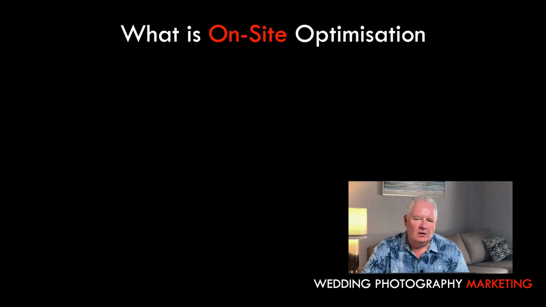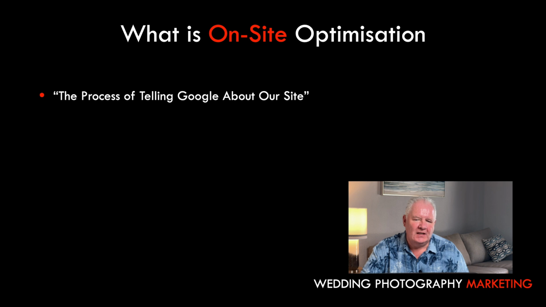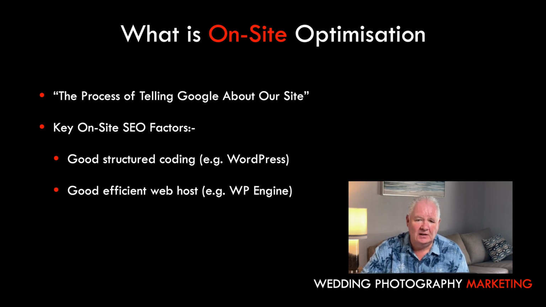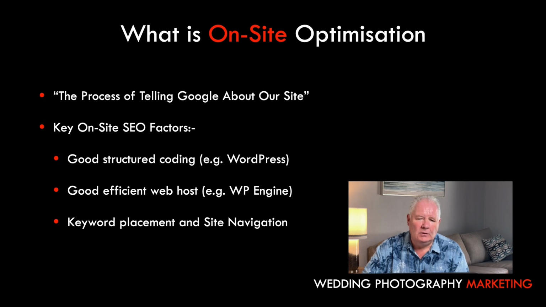So what is on-site optimization? It's the process of telling Google about our site. And the key on-site SEO factors that we need to be aware of is good structured coding, which comes from, if we're using WordPress, that's a given. It's a good structured website anyway. A good efficient web host. The site needs to be delivered at a reasonable speed to the customer. We don't want the customer hanging around waiting on your site to load. And it relies on proper keyword placement and good site navigation.